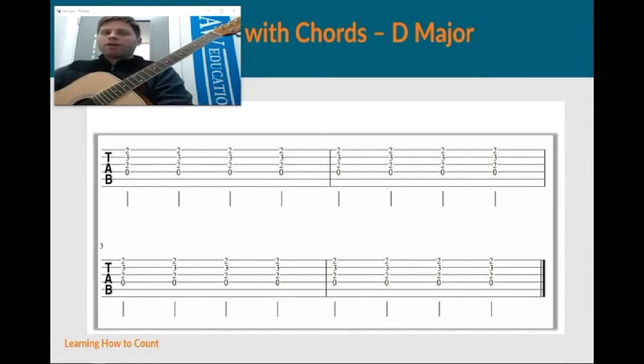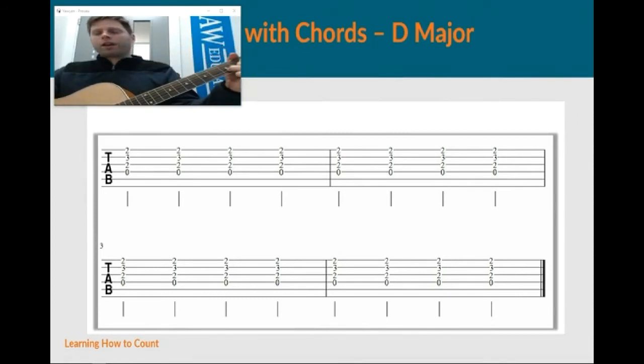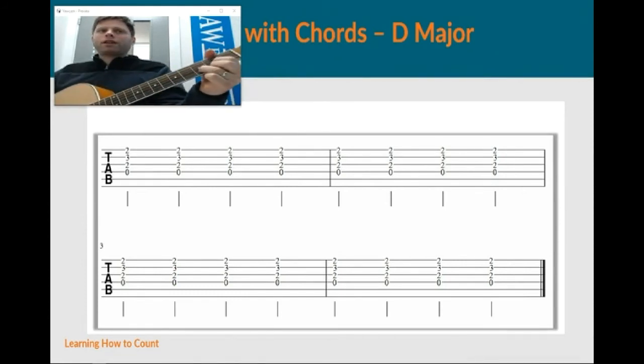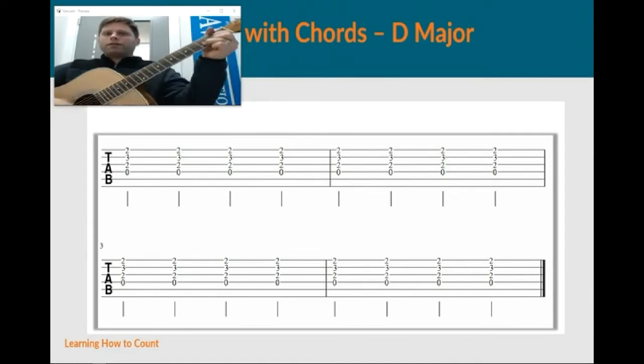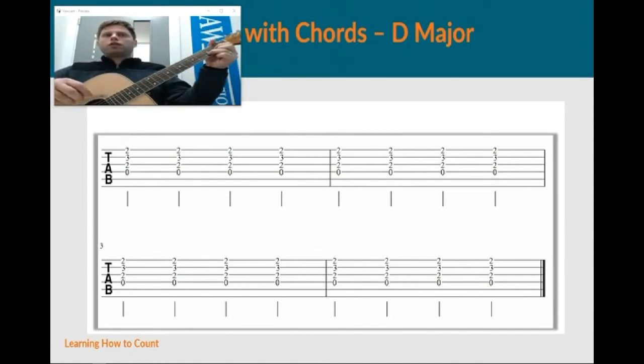So let's get our D major chord, and we're going to be playing on every beat, okay? So D major, again, first finger on the second fret of the G string, third finger on the third fret of the B string, second finger on the second fret of the high E string. So a one, two, ready, and down, down, down, down, down, down, down, and down.